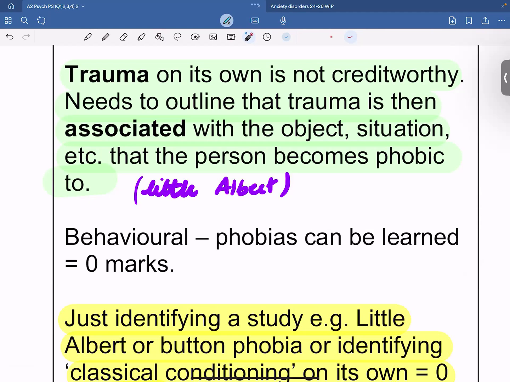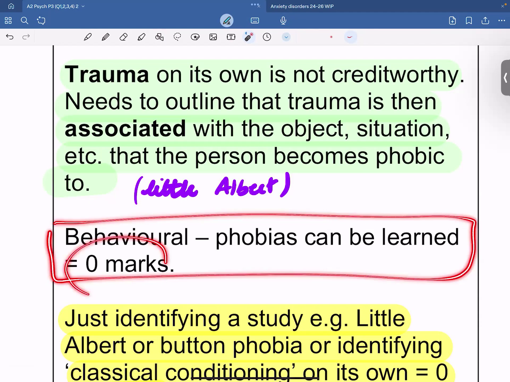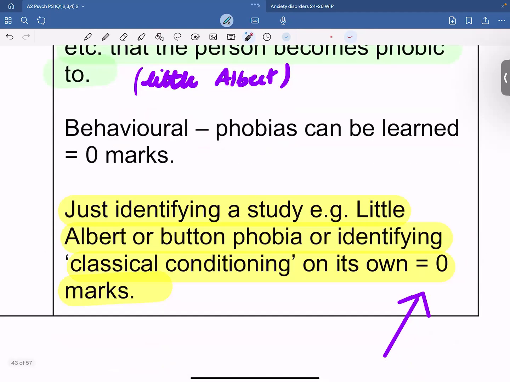So, behavioral phobias can be learned. If you simply write this, you will not get any mark at all. At the same time, just identifying a study such as the Little Albert study or the study by Bauer and Silverman on button phobia, or identifying classical conditioning on its own, is not creditworthy at all.